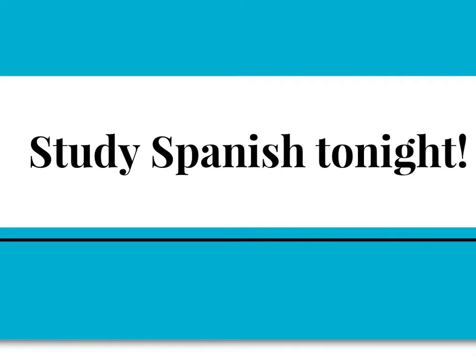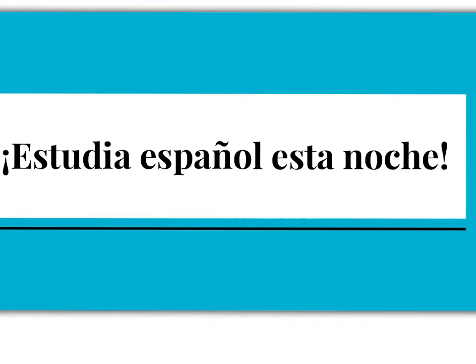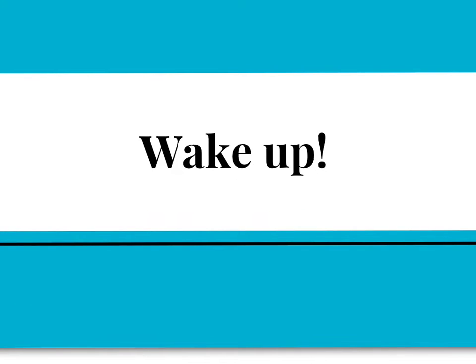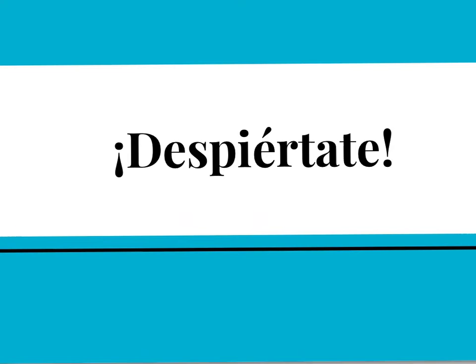Por ejemplo, study Spanish tonight. Estudia español esta noche. All you had to do was change your verb estudiar into the third person singular, so that's the él form of the verb, estudia. That means study Spanish tonight. If I'm talking to someone, I would address them as tú. When you had pronouns from reflexive verbs, for example, wake up, despertarse, you simply attached it to your verb, despierta, and then add an accent. Despiértate, wake up.